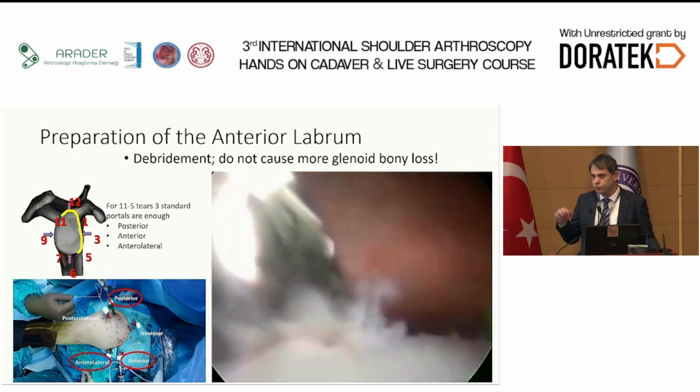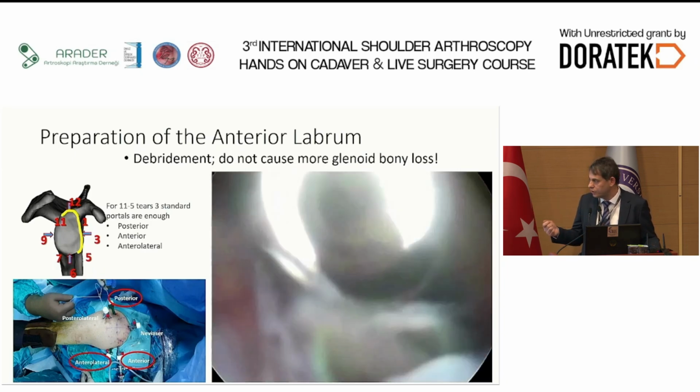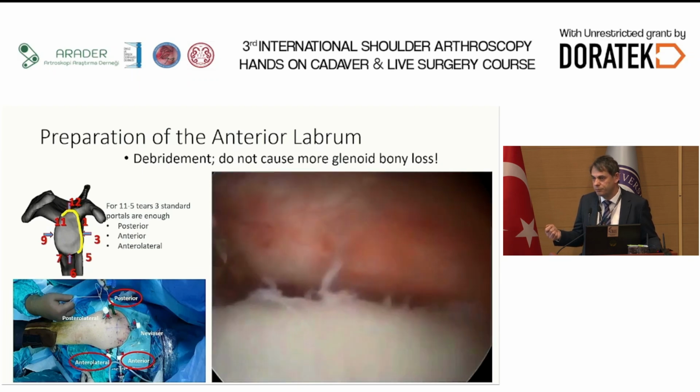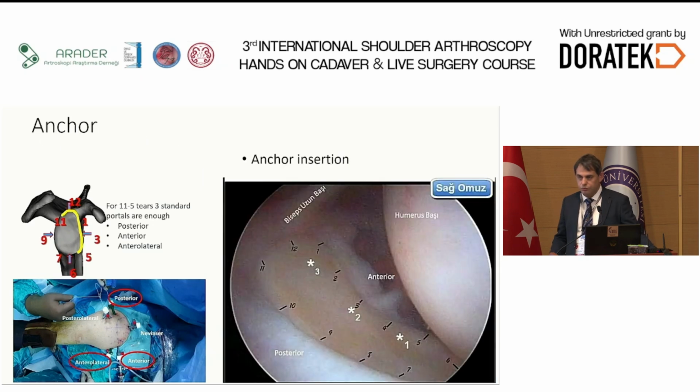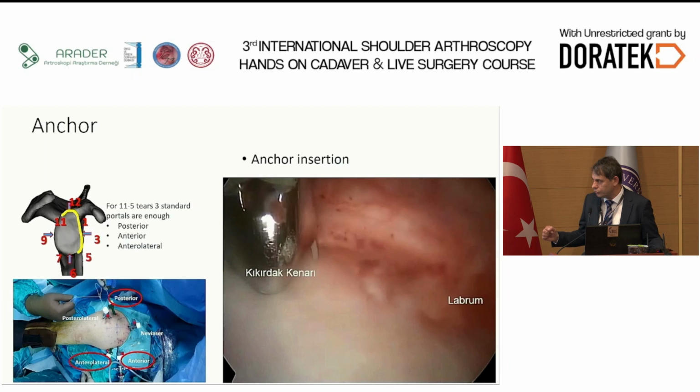Then you use some debridement. We don't use too many motorized shavers or burrs for debridement, so as not to cause bone loss. Just use some rasps. And after that, you have to put in your anchor. The first anchor is mainly at the 5 o'clock position. We start from 5 o'clock.